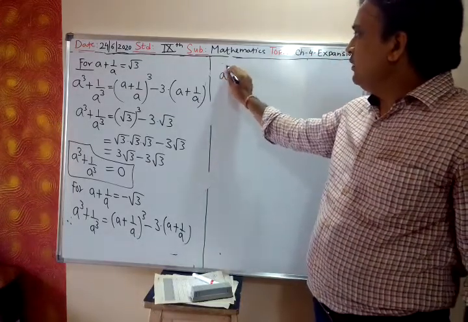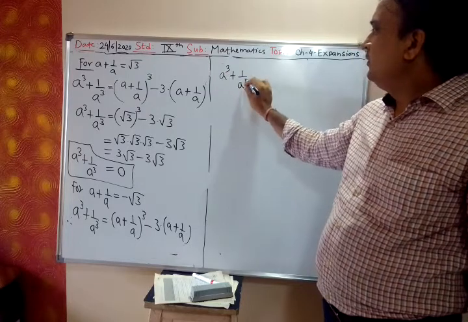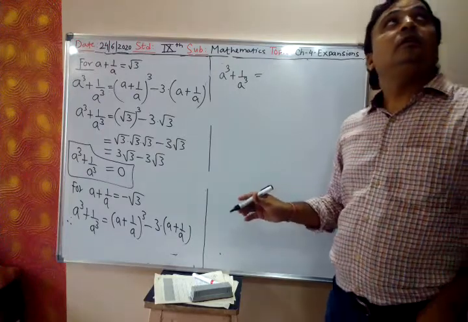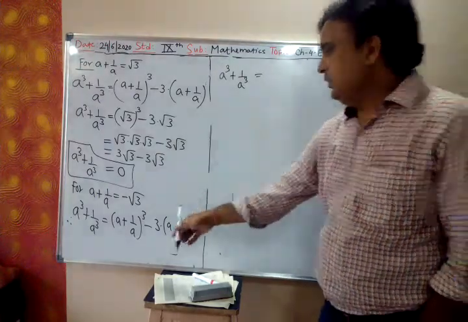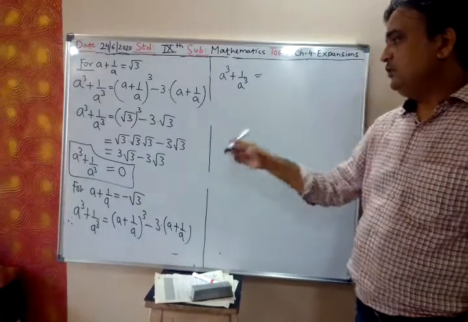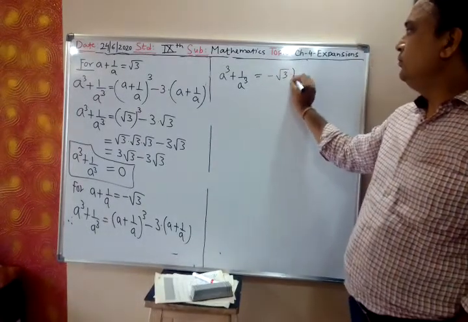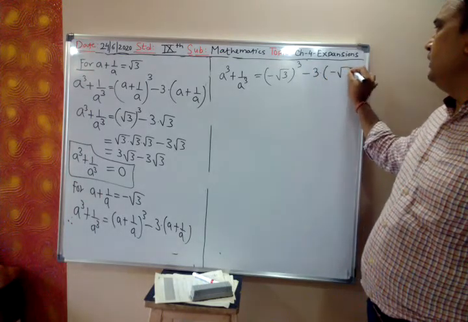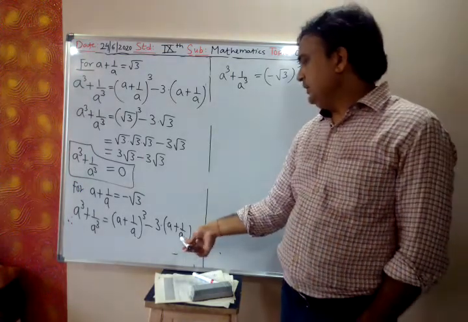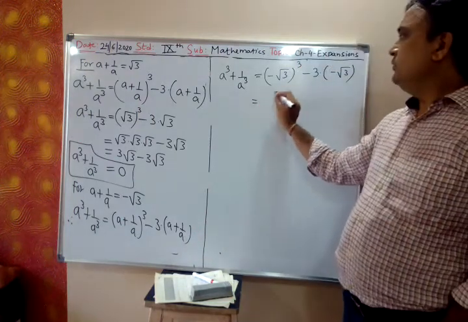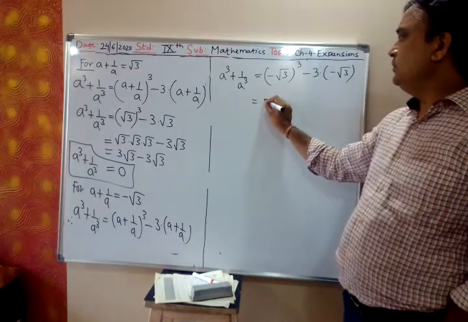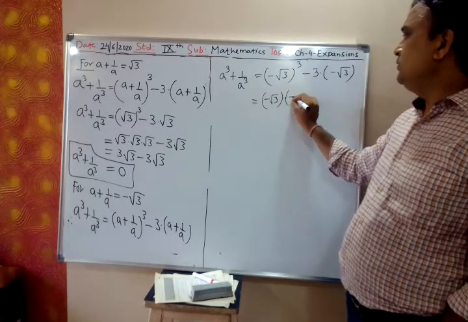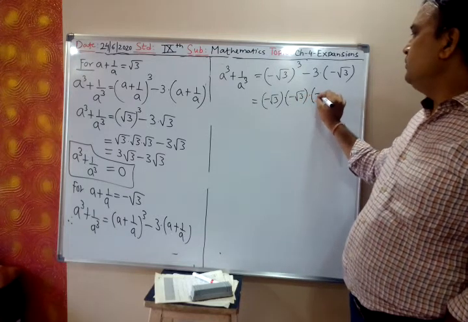So a cube plus 1 upon a cube, we simplify. Now a plus 1 upon a is minus root 3. So minus root 3 cube minus 3 into minus root 3. A plus 1 upon a is minus root 3. So minus root 3 cube is minus root 3 into minus root 3 into minus root 3.